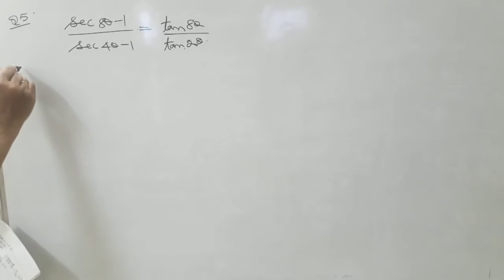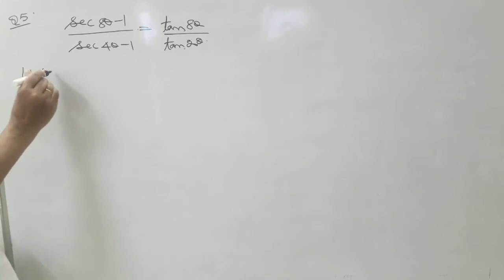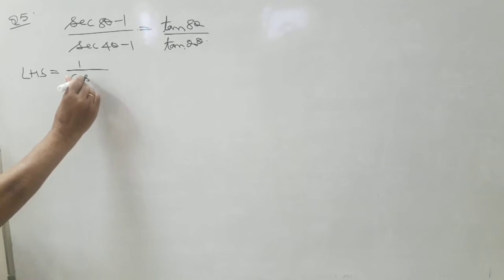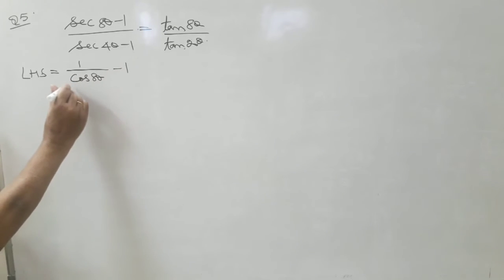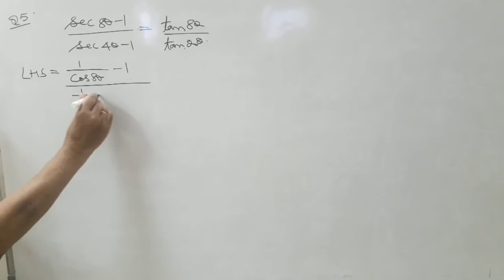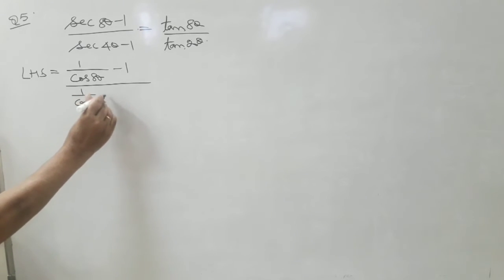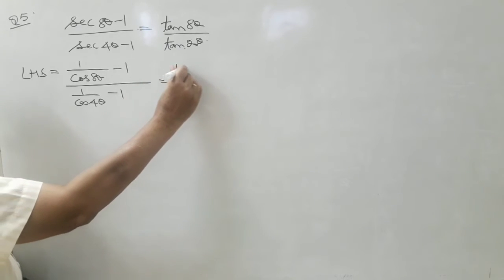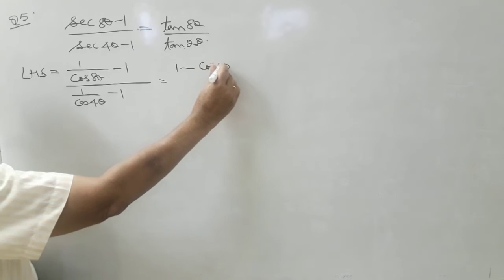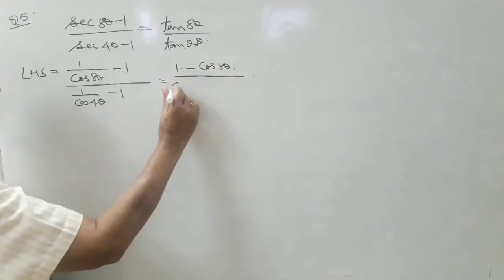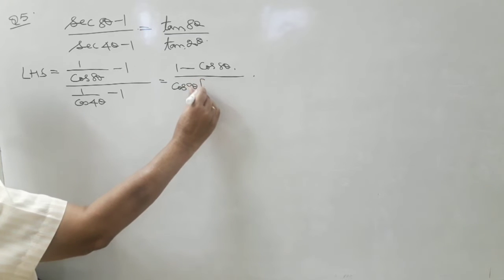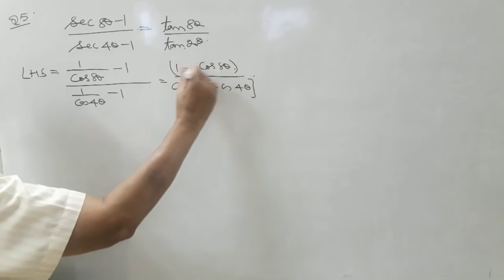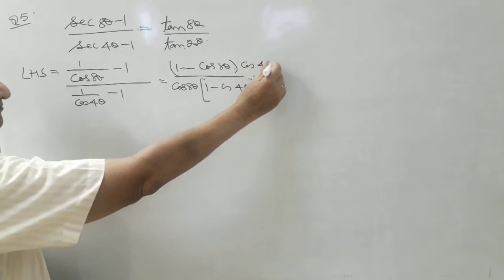Now see the left hand side. It is a bit harder case. Left hand side, change into sine and cos. 1 upon cos 8 theta minus 1 over 1 upon cos 4 theta minus 1. Now this is equal to 1 minus cos 8 theta upon cos 8 theta into 1 minus cos 4 theta. Here this cos will be cos 4 theta here. Check out.